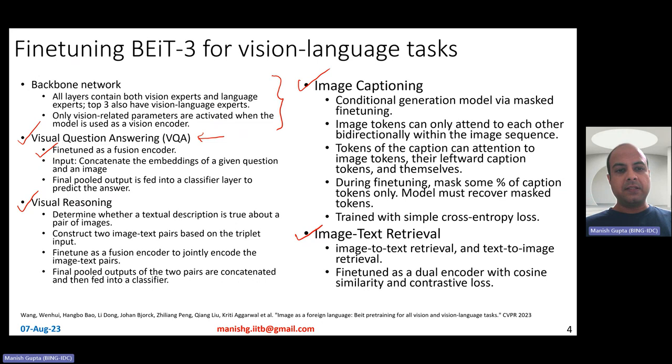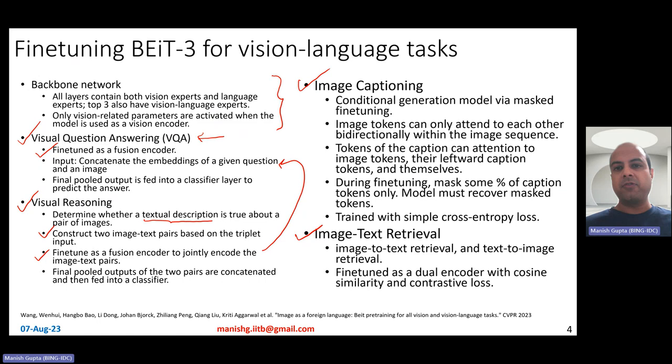Okay. Visual reasoning is a task where you basically have two images as input, a pair of images as input, and then you have to determine whether a textual description is true about that pair of images or not. So here you split this triplet instance into two instances, you construct two text image pairs based on this triplet input, and then you fine tune it as a fusion encoder like you did for VQA. To jointly encode the image text pairs, you essentially take the final pooled outputs and then concatenate them and feed it to a classifier so as to do binary classification on whether the text description is about the pair of images or not.